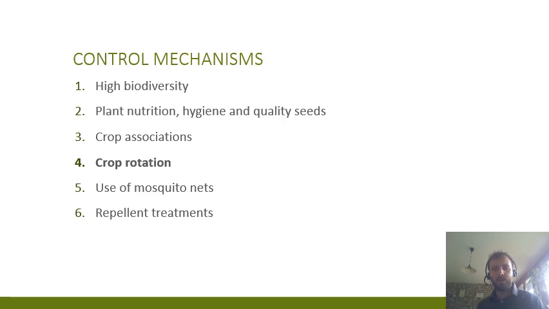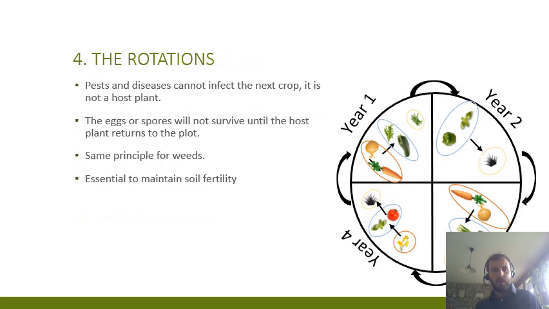Crop rotation is of course to have a different crop every year. So it is basically to have biodiversity in time instead of in space, as with crop association. The basic logic is that a pest or a disease cannot infect the next crop because it is not a host plant. If you make a good rotation with sufficient time between crops of the same family, the eggs and the spores in the soil, when they hatch the next years, won't find a host and will just die.